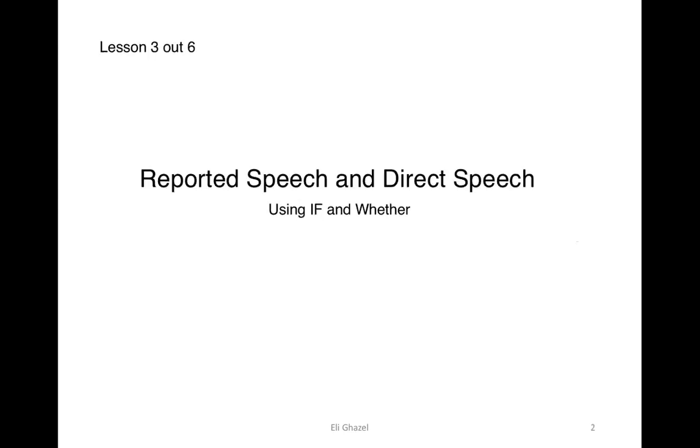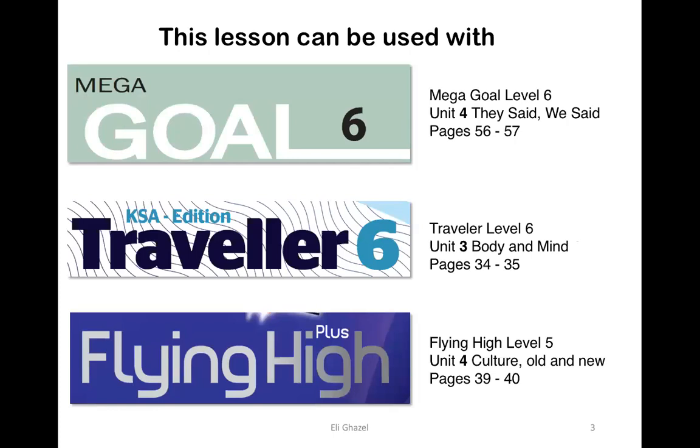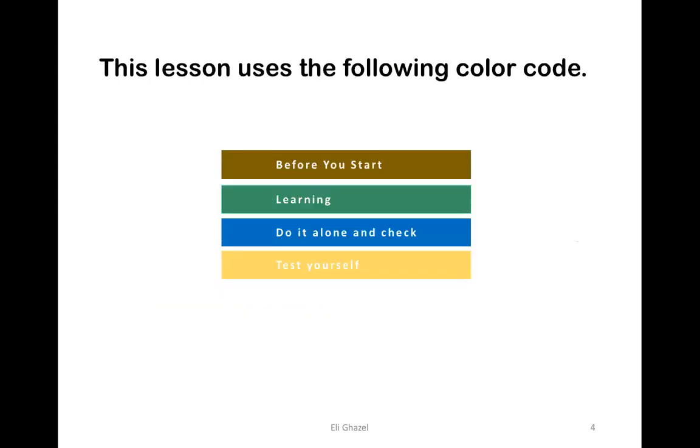Today, we're going to work on reported speech and direct speech using if and whether. This is lesson 3 out of 6 in a series. This lesson can be used with Mega Goal 6, Traveler 6, and Flying High 6. The lesson uses the following color code. Before you start learning, do it alone and check, and test yourself.